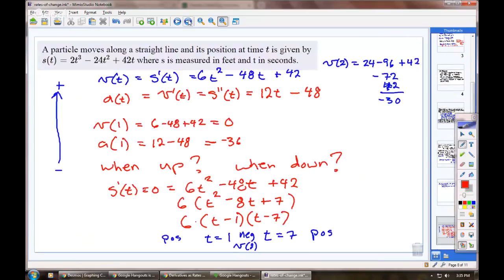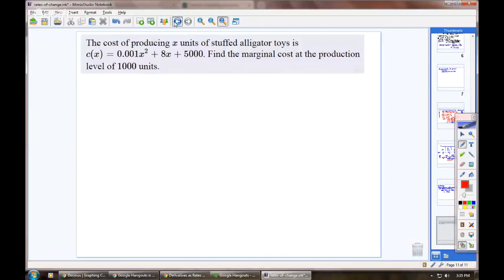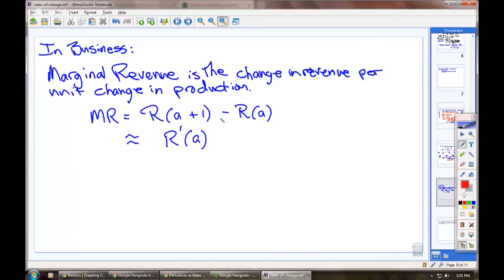Because marginal revenue, again, is the change in revenue per unit change in production. So we're letting H be 1 for that. So we get this nice relationship that the marginal revenue is approximately equal to the derivative of revenue evaluated at the current production level. That's what we have here.